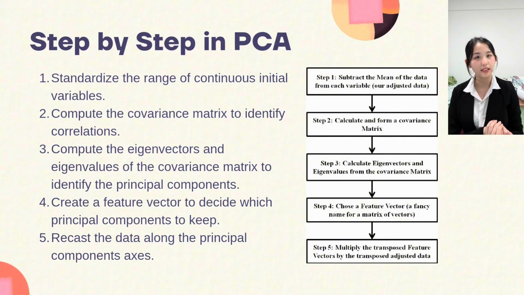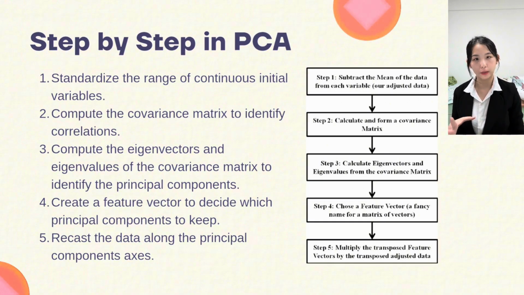The next one is step-by-step in PCA. The first one is standardize the data, or standardize the range of continuous variables in a dataset. This involves subtracting the mean and dividing by the standard deviation for each variable. Standardization ensures that all variables contribute equally regardless of their original scales.